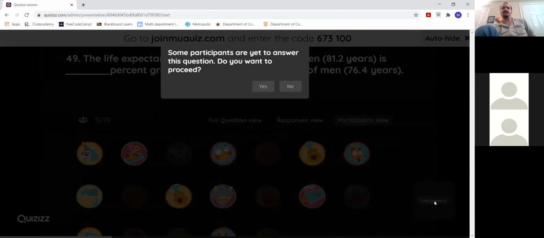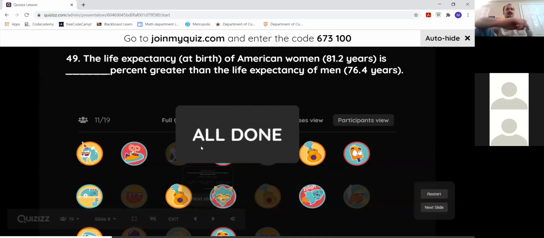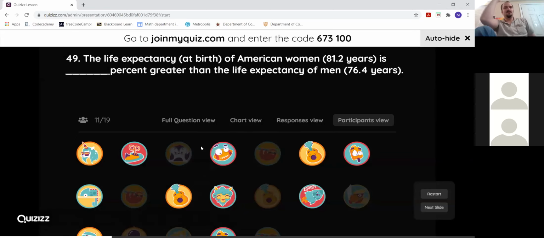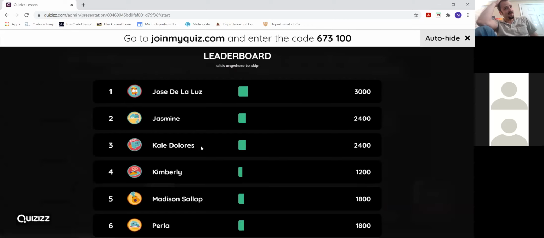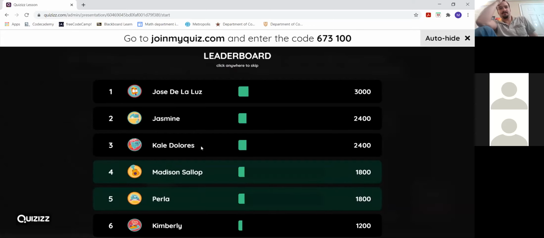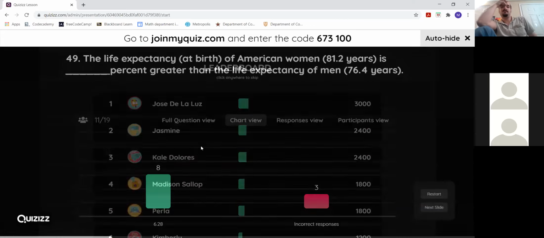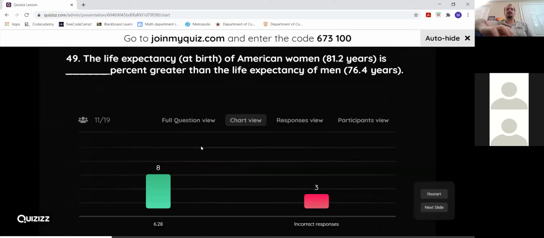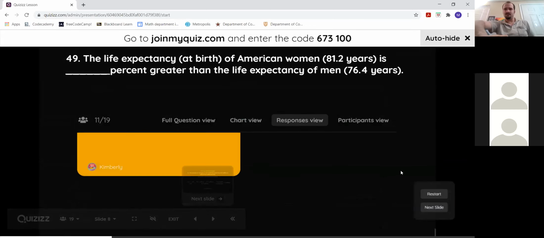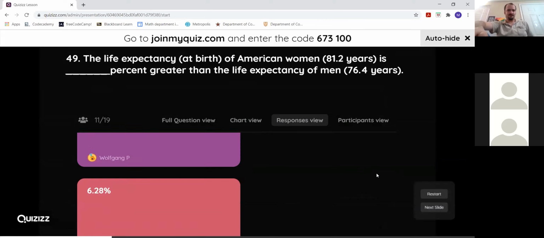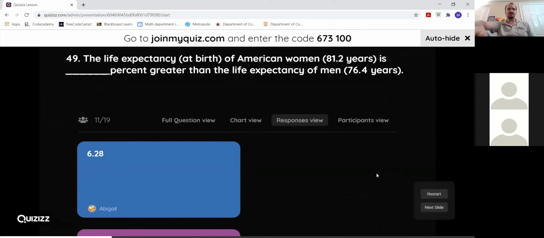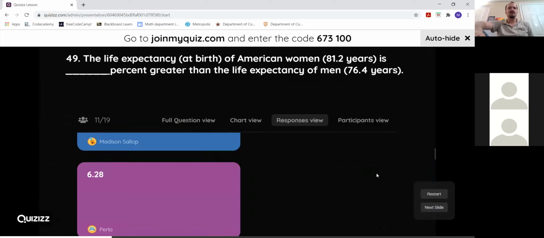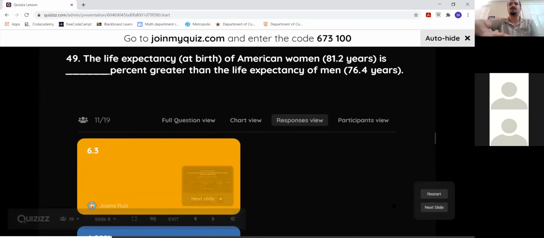Okay, so what are we doing? 81.2 minus 76.4, and we divide that by 76.4. Move that decimal 2 places, and you got a percentage. 6.28%. Should be something in that range. What are you doing? Oh, you went with the absolute difference. No, they're asking for a relative difference. So one more step.